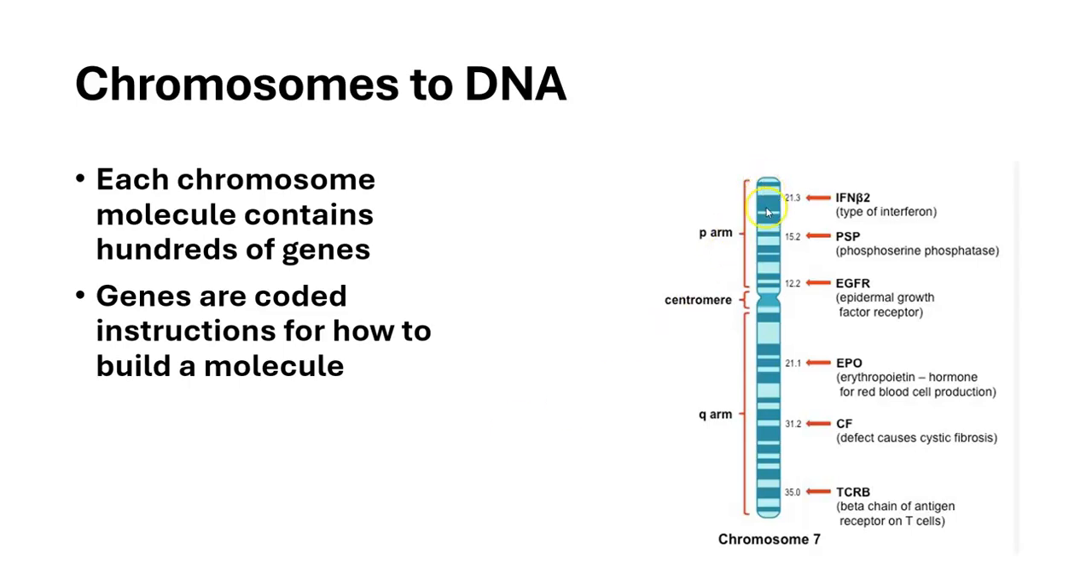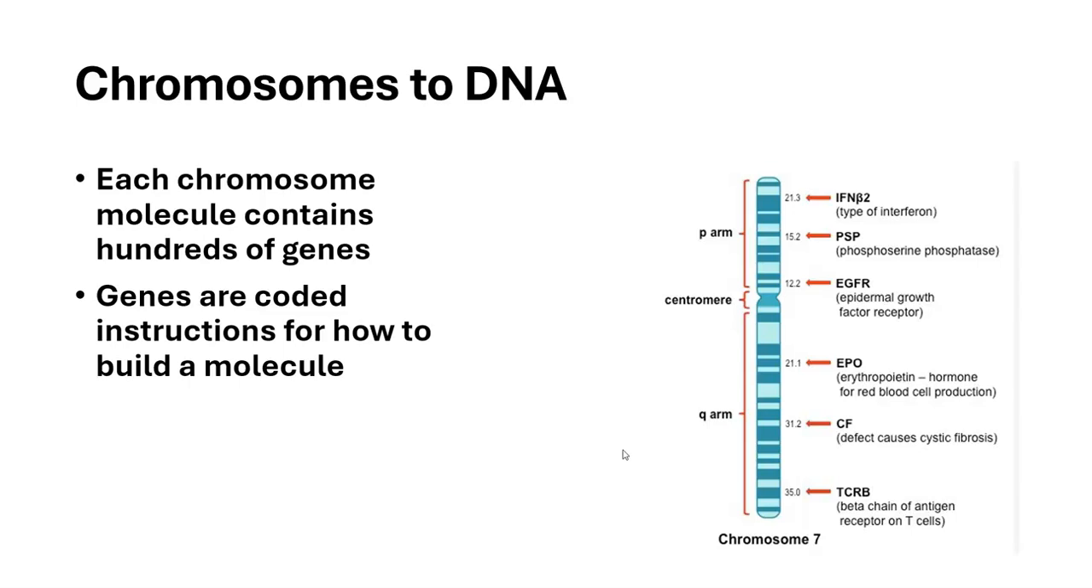This is just showing one chromosome, chromosome number 7, and it's showing in bands different genes that can be seen. So we have an epidermal growth factor. Erythropoietin is a hormone for red blood cell production. And then we have a mutation. If there's a mutation in this area here, that would cause the genetic disorder of cystic fibrosis. So you can see that regions of the chromosome are associated with certain genes.